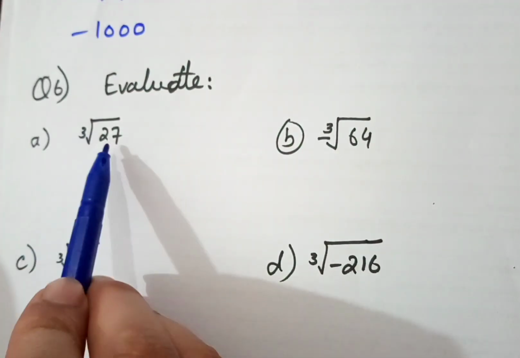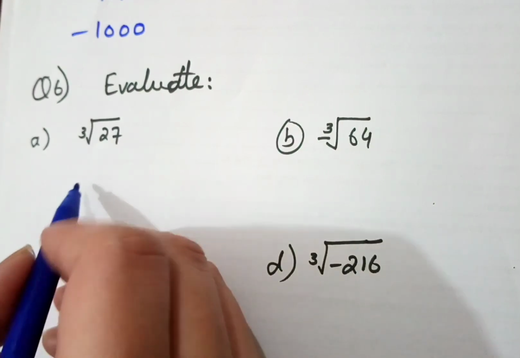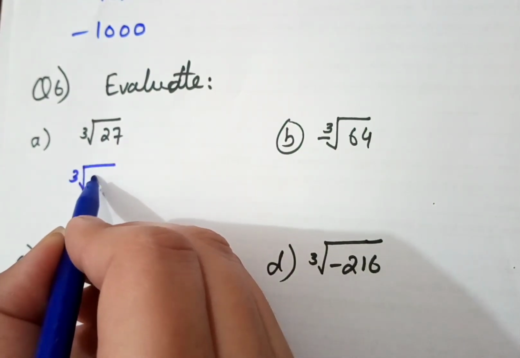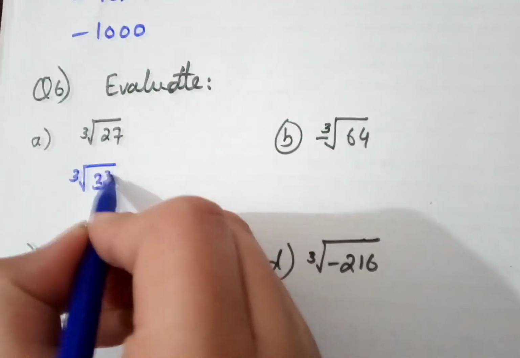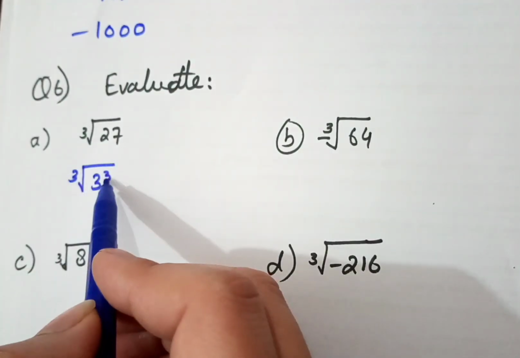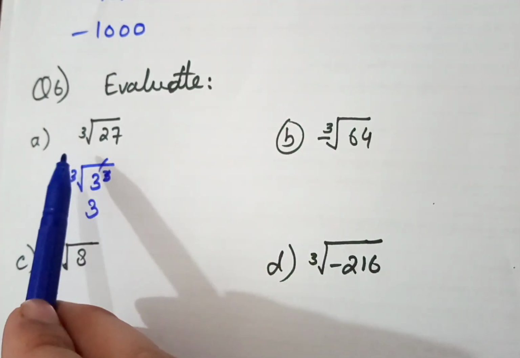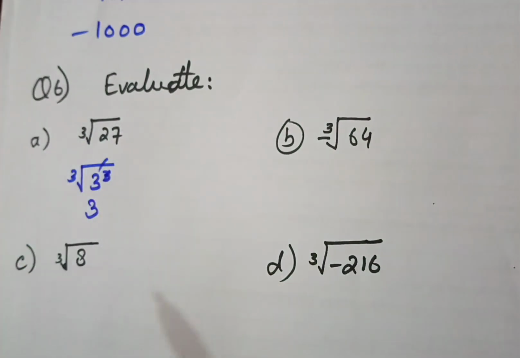First part is cube root 27. So 27 is the perfect cube of 3. Now this cube root and cube undo each other, you get the answer 3. Again, as you notice, that is a positive cube root.